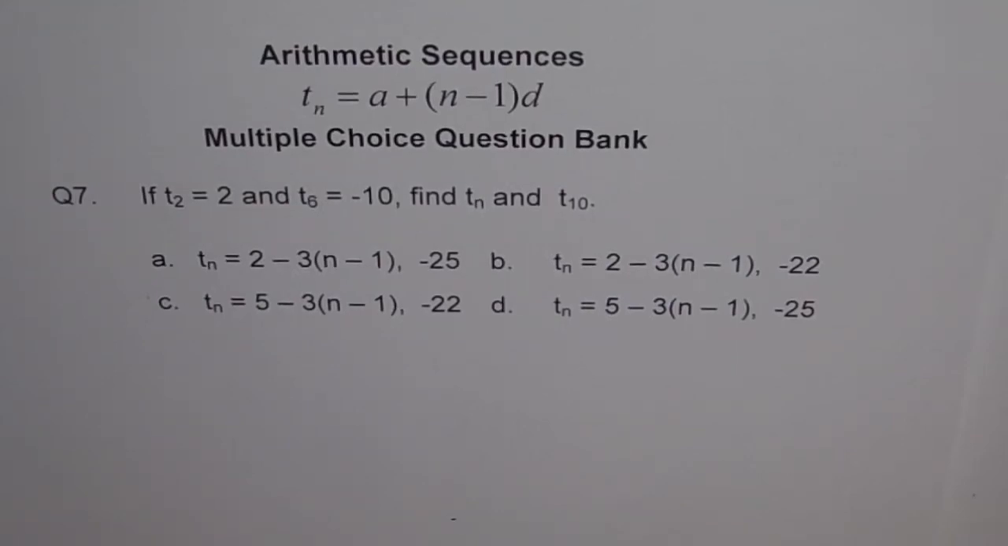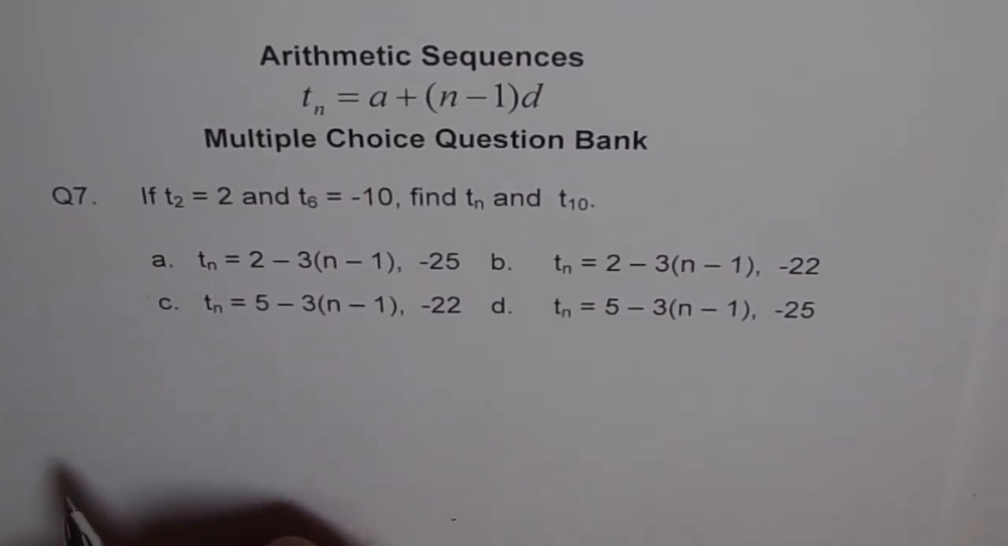Question 7. If T2 equals 2 and T6 equals minus 10, find Tn and T10. This is a thinking problem. Okay. Now here, you are required to do some calculations before jumping on to the result. So let's try to understand it.